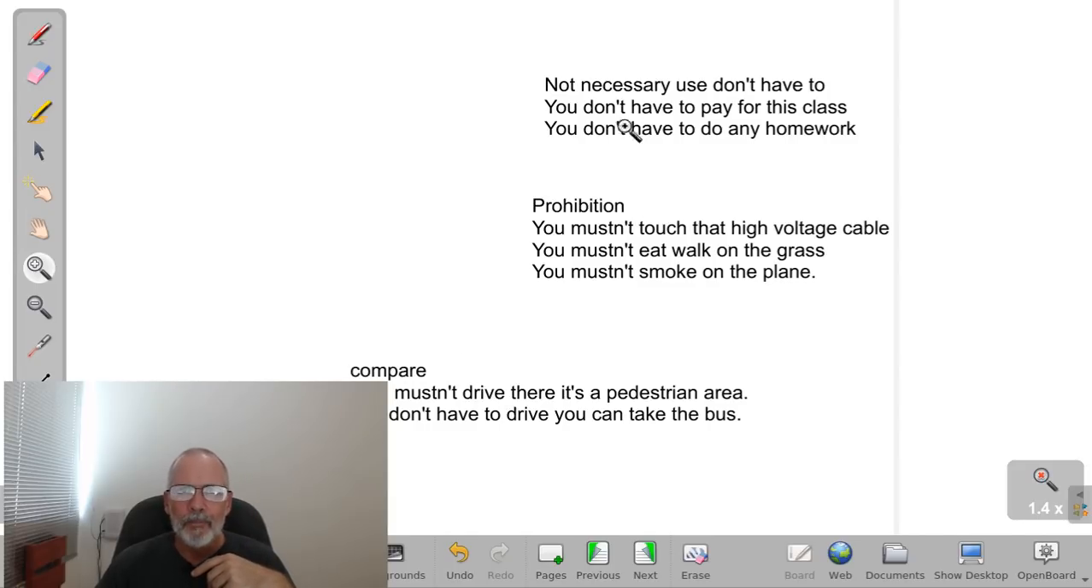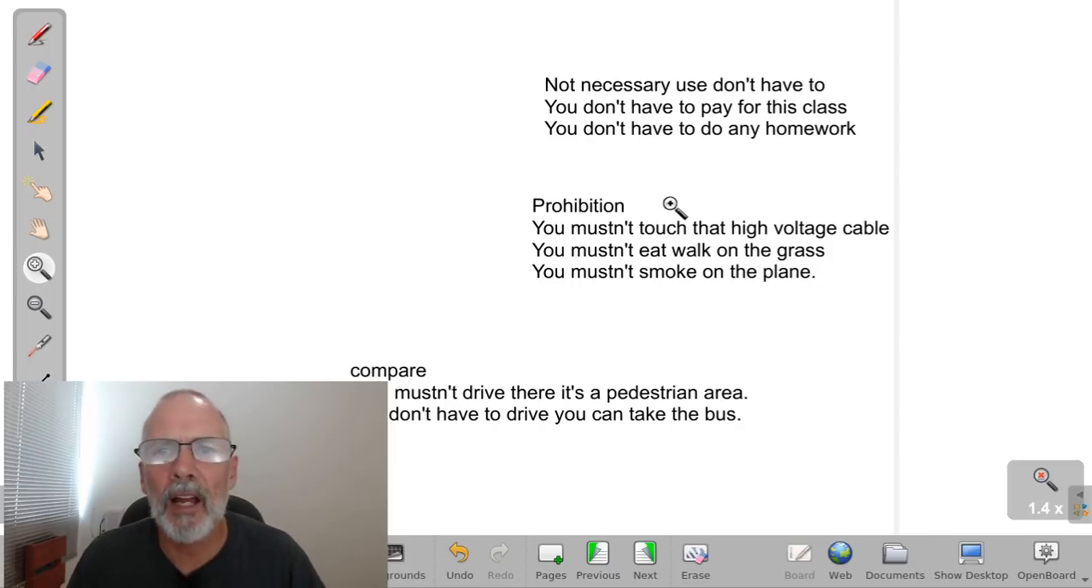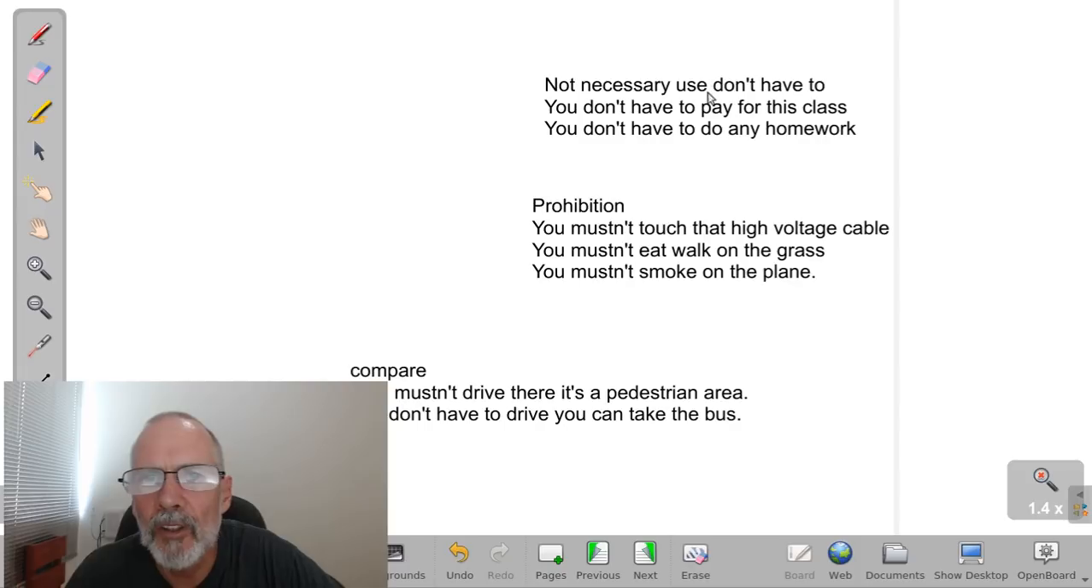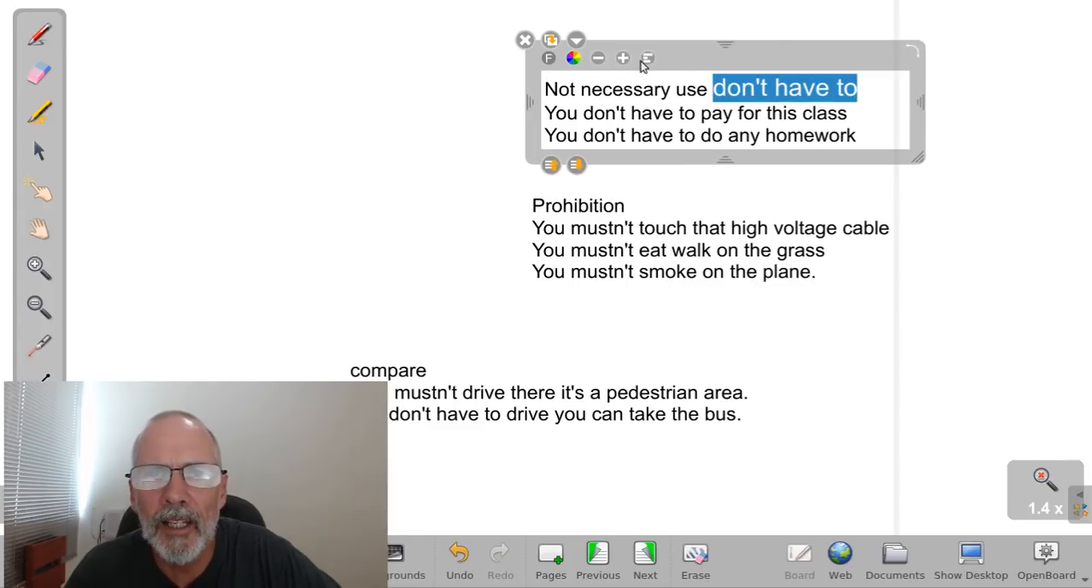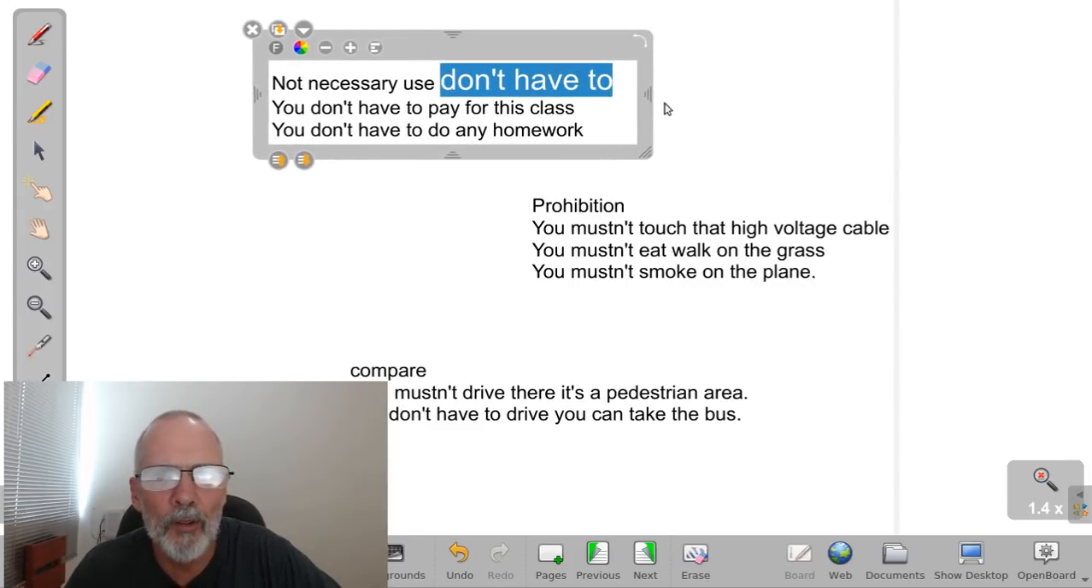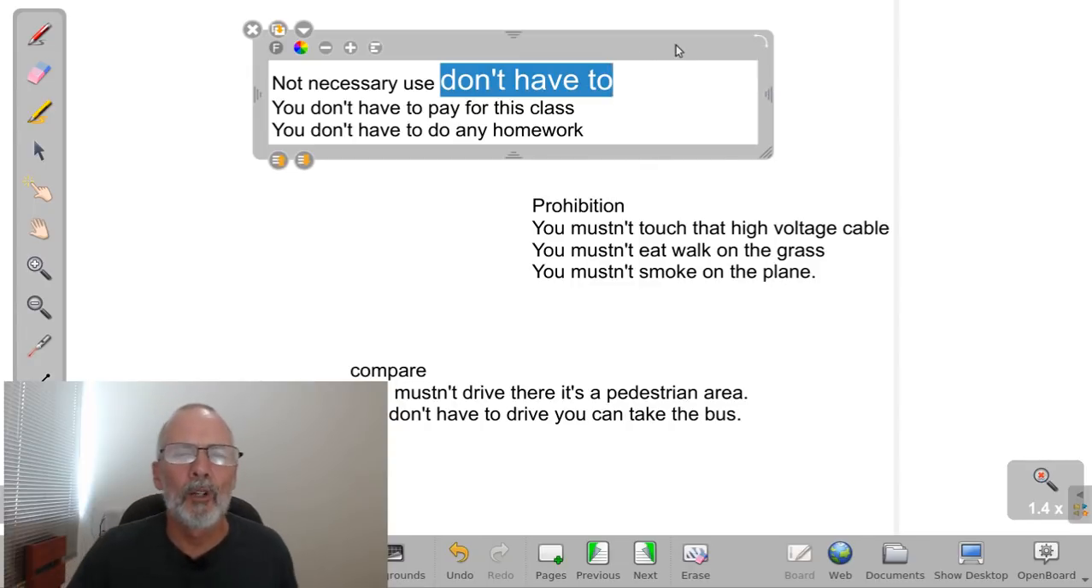Yeah, so the negative of have to is don't have to. So don't have to is actually very different from have to, because we saw that have to, I have to go, means it's an obligation. But when we say I don't have to go, that means it's not necessary to go. I can if I want, but if I don't want to, it's not necessary.